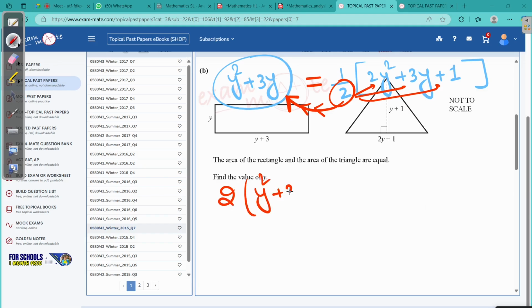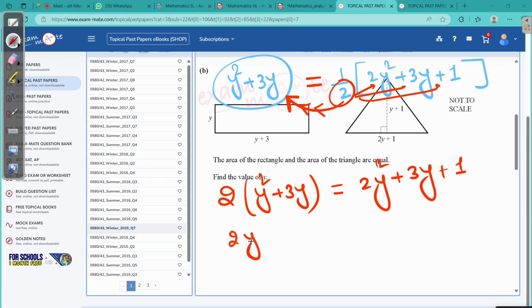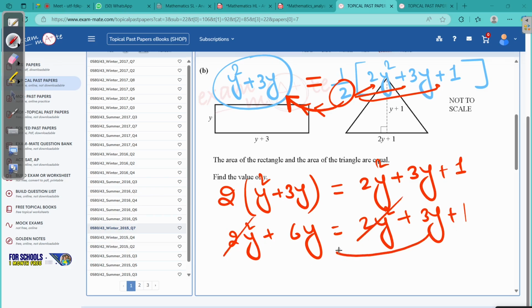It will be y squared plus 3y is equal to 2y squared plus 3y plus 1. Isn't it? Now you will get 2y squared plus 6y is equal to 2y squared plus 3y plus 1. Now this 2y squared can be cancelled out. You can shift this 3y to the other hand side. So 3y is equal to 1, so y should be equal to plus 1 over 3, right?